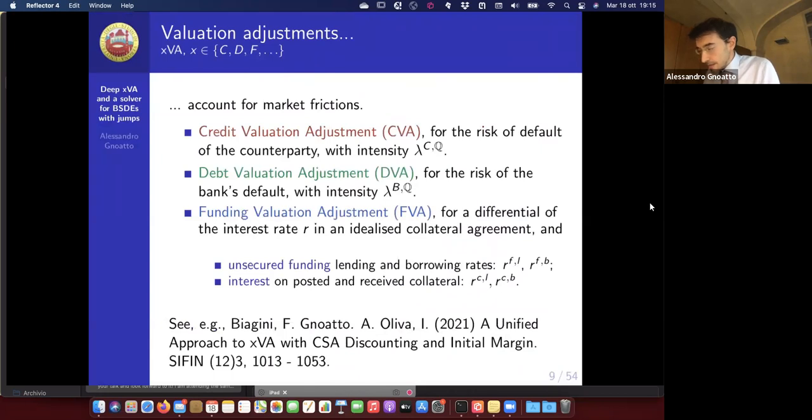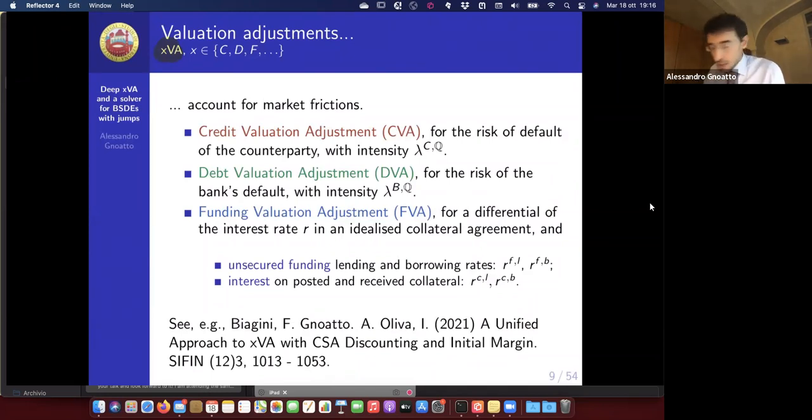So, as I said, as soon as we started to include more and more frictions in the aftermath of the financial crisis, people started to introduce more and more valuation adjustments. So, you see in the slide this acronym here, xVA, where X is just a placeholder, and then you put C, D, F, whatever. So the list that you have in this slide here is non-exhaustive. I would like to stress this.